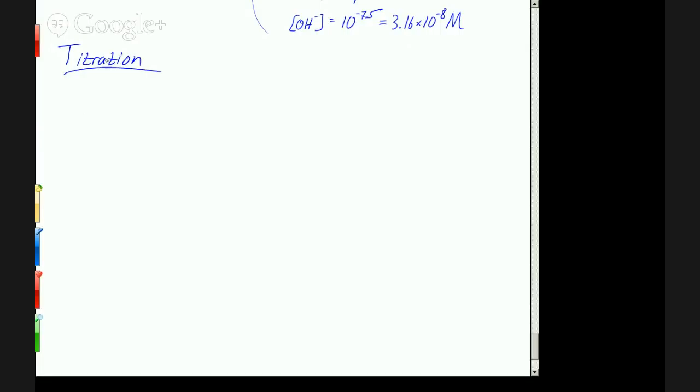It basically involves adding an amount of something you know to an amount of something you don't know, to figure out the one that you don't know. So let's see what this looks like in practice. The titration that we're going to do today, we'll just look at that one for an example, is going to be a neutralization reaction. So what's a neutralization reaction?